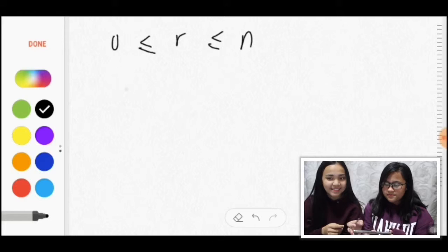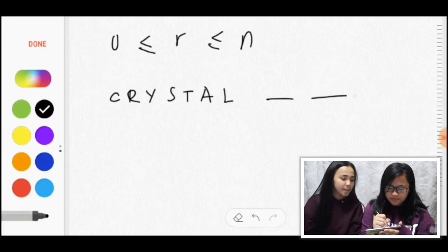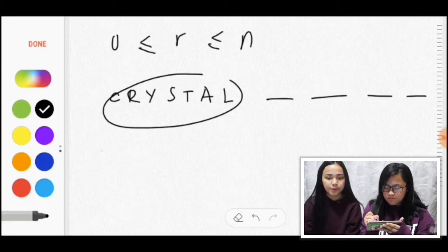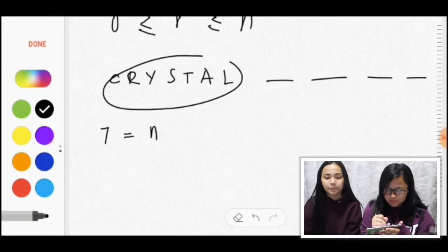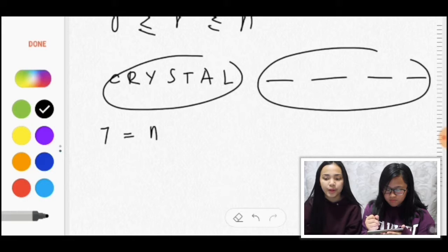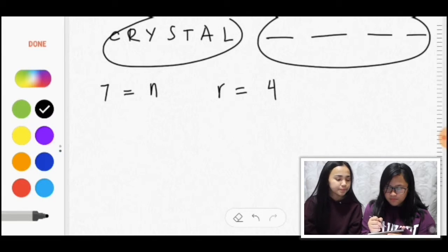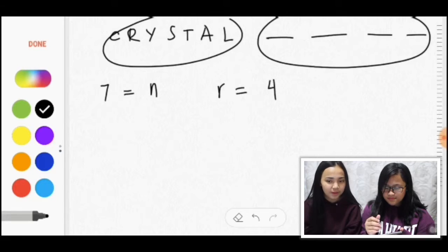Using 4 spaces, find out how many words we can create using the letters of the word CRYSTAL. We can see that the total number of letters in the word crystal is 7, which is basically n equals 7. Now, they're asking us to use 4 spaces at a time to create a word, which is basically r equals 4. So in order for us to find out how many words we can create using 4 spaces at a time, we can now apply the given to the formula.